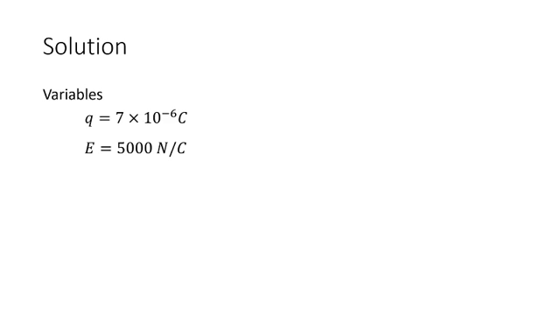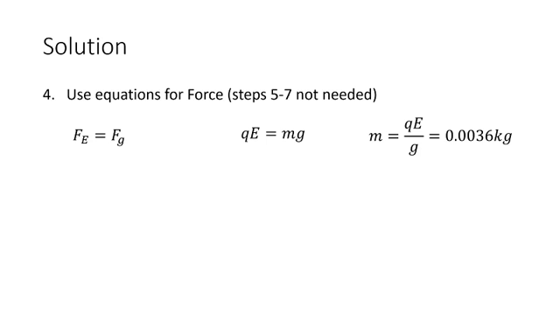So I look at the information that I'm given, and I know that the charge is 7 times 10 to the minus 6 coulombs. I don't know if that's positive or negative, but I'm just going to use that value for now. And then the electric field is 5,000 newtons per coulomb. So if I look at what my equations are going to be, I can say that the electric force upwards, which is equal to Q times the electric field, is equal to the gravitational force pulling down on it, mg. And if those two things are equal, I can solve for the mass.